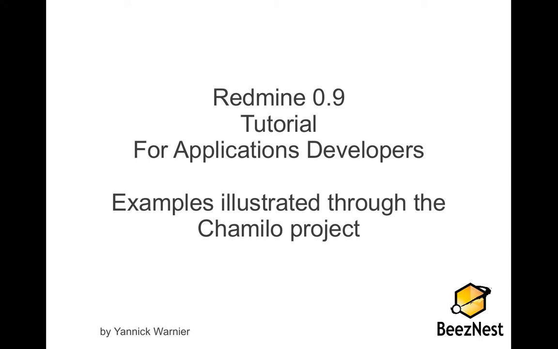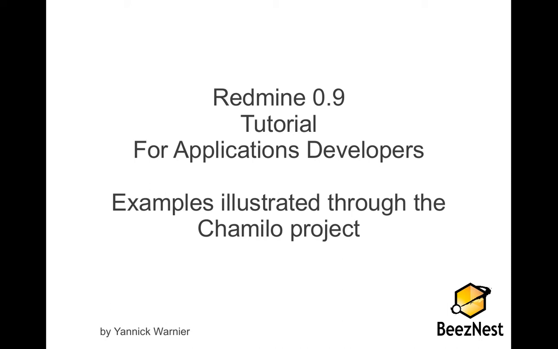developers. The examples in this tutorial will be illustrated through the Chamilo project. Chamilo is an e-learning management system. So basically it's an open source system, a free software application, which means that a lot of people contribute to it, and we have around 40 people contributing to the development of Chamilo.